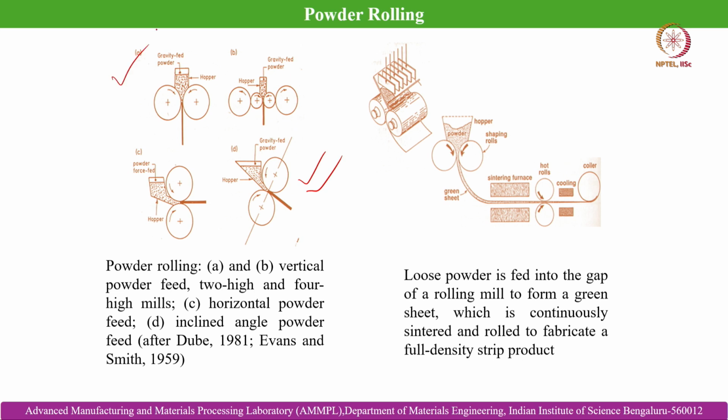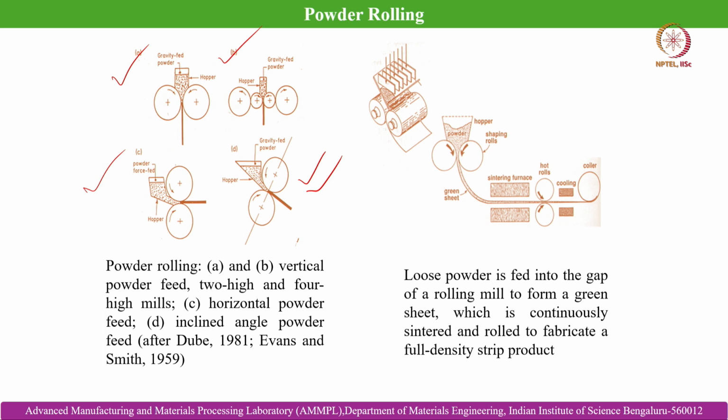These are examples of vertical rolling, and then C is the horizontal powder rolling, where the powder aggregate is fed horizontally to the 2 high rollers, and D is the example of inclined angle powder feed into the 2 high rollers, and the associated roll strips are obtained. Loose powder is fed into the gap of a rolling mill in powder rolling to form a green sheet, which is continuously sintered and rolled to fabricate a full density strip product.